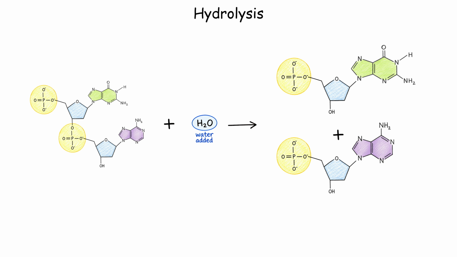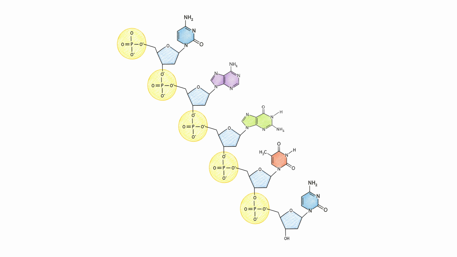And the opposite can also happen. If a polynucleotide needs to be broken down into smaller units, water is added to break the phosphodiester bonds. This is called hydrolysis. So condensation joins nucleotides together, and hydrolysis breaks them apart. As many nucleotides join, they form a long chain with a repeating sugar-phosphate backbone. The sugar and phosphate groups form the backbone of the molecule, while the nitrogenous bases stick out from it.